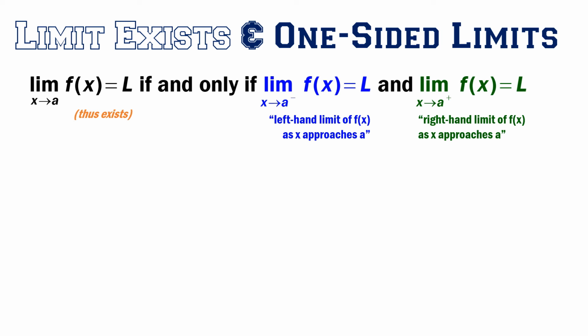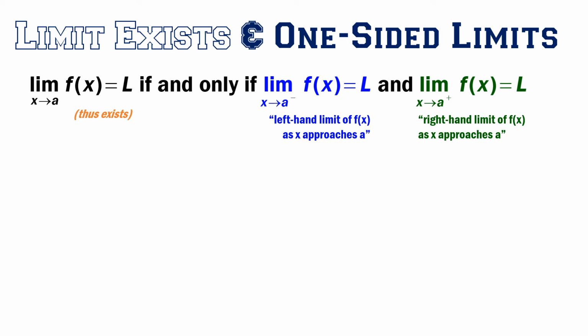But now what I want to do is focus on those one-sided limits. And we'll start with the left-hand limit. Look at the notation. It has x approaching a with a negative symbol. Why is that? Well, wherever you put a on the number line, on the x-axis, negative infinity will always be to the left of that. Therefore, that's the left-hand limit.